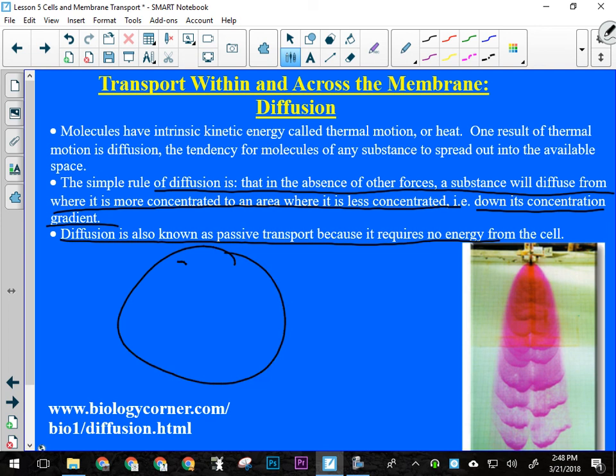Okay, so let's say that within this cell, this organelle right here is producing some material. Over here in this organelle is where that material is needed. So here is where that material will be very high in concentration. Over here, since it's already been used up, is where it would be very low in concentration. So is the material naturally just going to move from this one to this one?